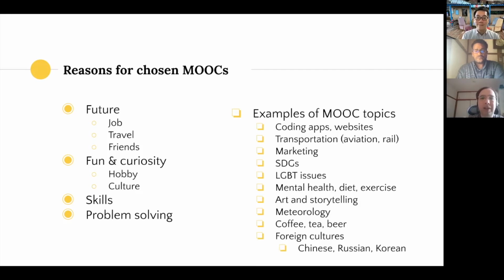There's a list of examples on the right. As you can see, it's a very wide range of topics. And we really don't limit mostly what they learn. So it's really interesting seeing what they do and learn about.